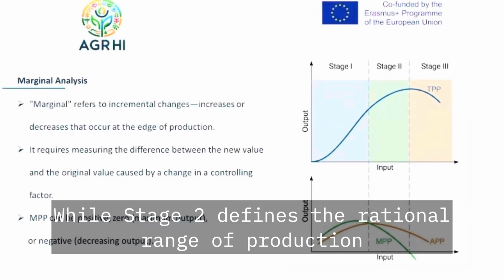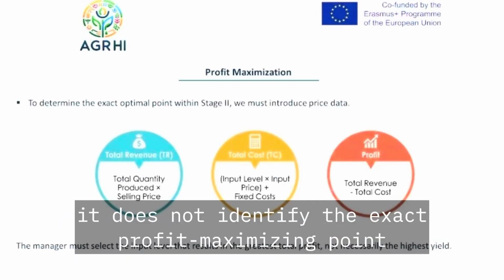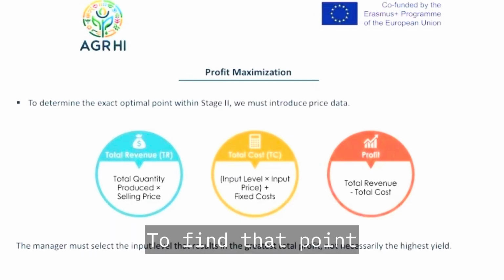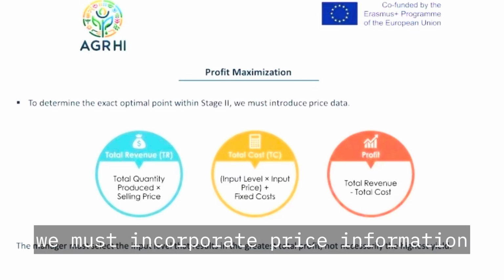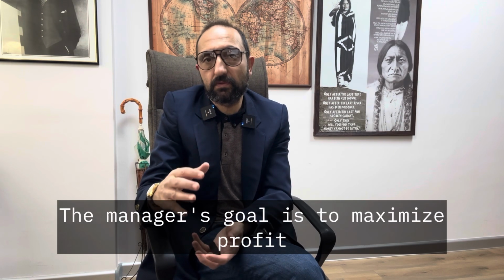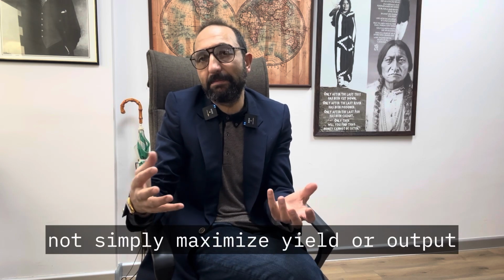While stage 2 defines the rational range of production, it does not identify the exact profit maximizing point. To find that point, we must incorporate price information. The manager's goal is to maximize profit, not simply maximize yield or output.